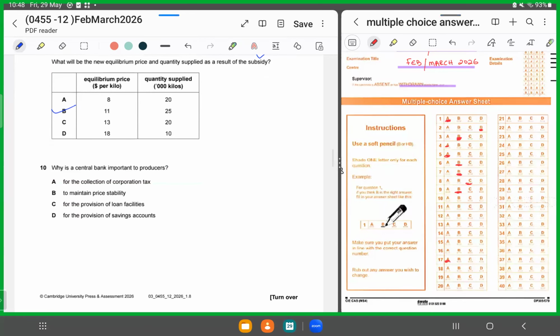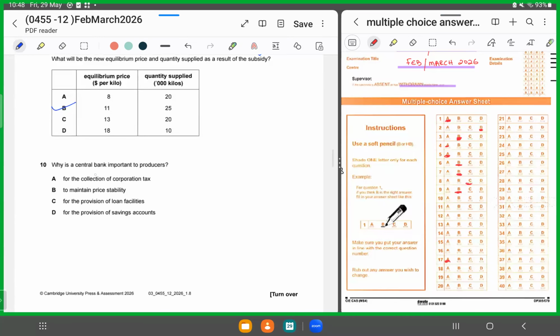Moving forward, MCQ number 10. Why is a central bank important to producers? A says for the collection of corporation tax. No, that FBR does. That's not the function of a central bank. B, to maintain price stability; C, for the provision of loans; D, for the provision of savings accounts. C and D are all performed by commercial banks. It's maintenance of price stability, right? The central bank ensures that inflation is maintained at a particular level, right? It tries to intervene. So for 10, it's B.